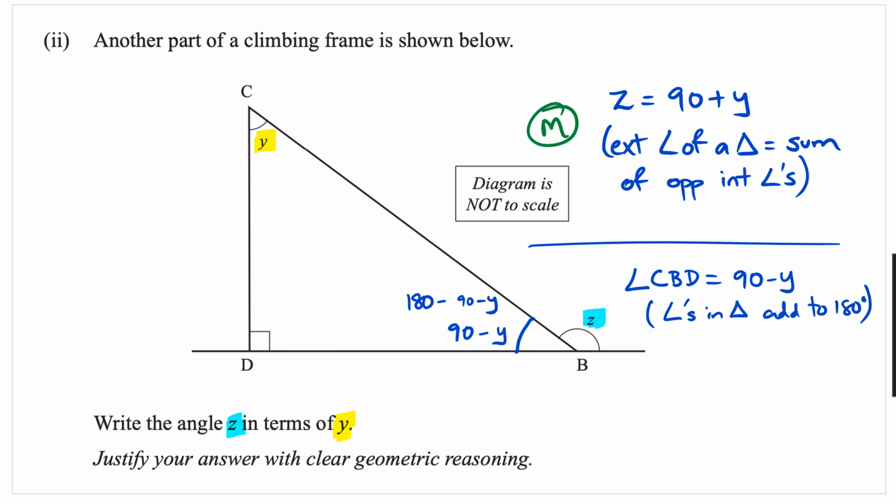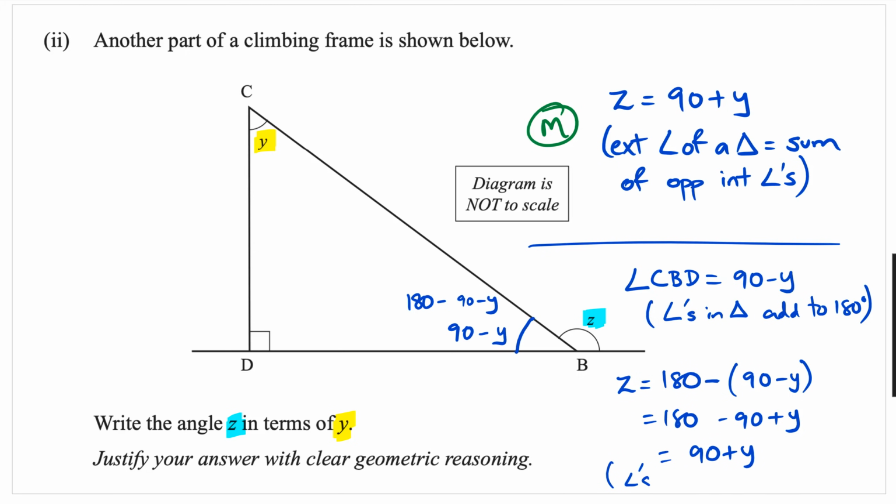And then my second reasoning would be that z is equal to 180 minus (90 take away y), which is 180 take away 90 plus y, which equals 90 plus y. And the reason that I'm going to give for that is angles in a straight line add up to 180 degrees. So this is the other way of doing this.